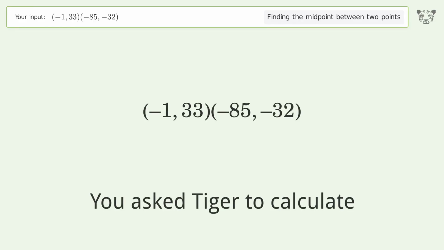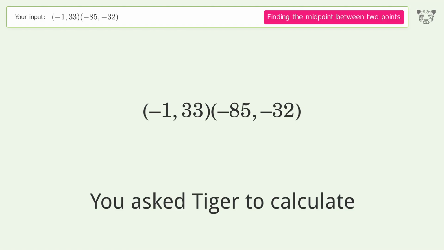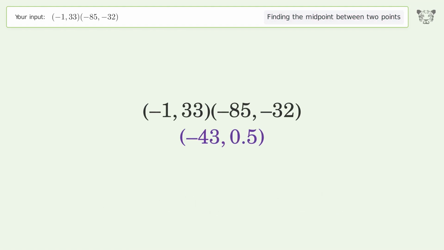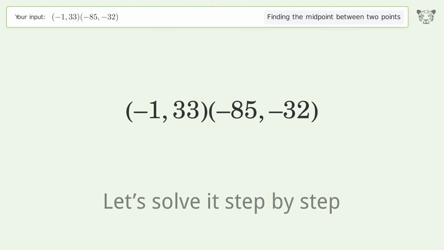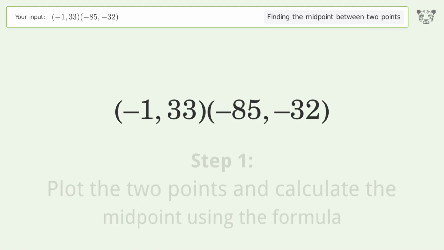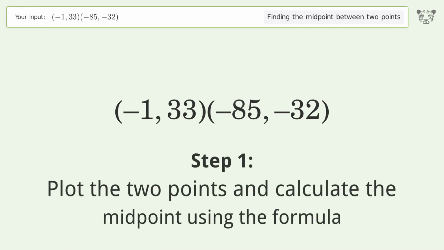You asked to calculate the midpoint between 2 points. The midpoint between the 2 points is -43, 0.5. Let's solve it step by step. Plot the 2 points and calculate the midpoint using the formula.